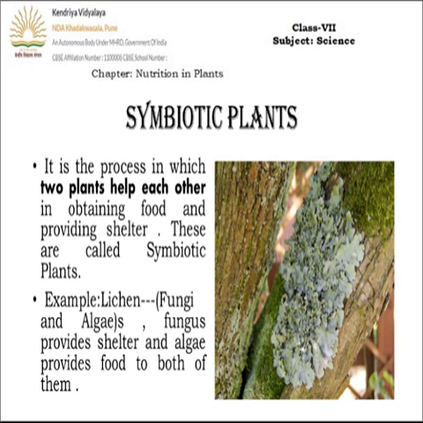Lichen is a symbiotic relationship between fungus and algae. Fungi, as I told you, are non-green plants. They cannot prepare their food, whereas algae are very small plants and they are green in color. When fungus and algae live together, this relationship is known as a symbiotic relationship. Now, one is a green plant and one is a non-green plant, so how are these two plants helping each other? This is the question.